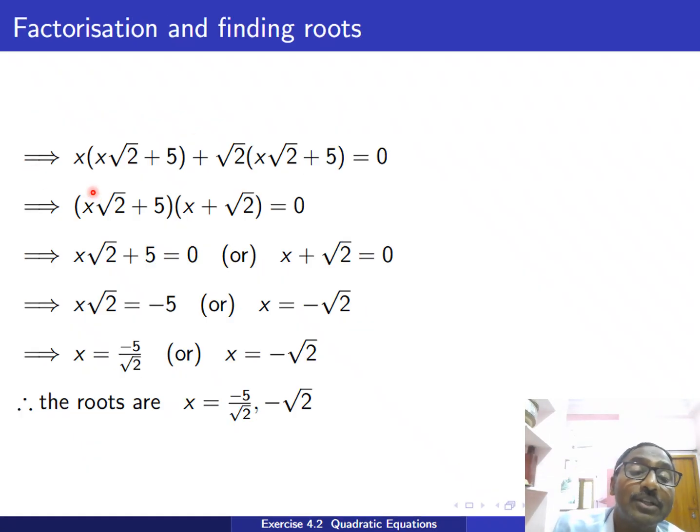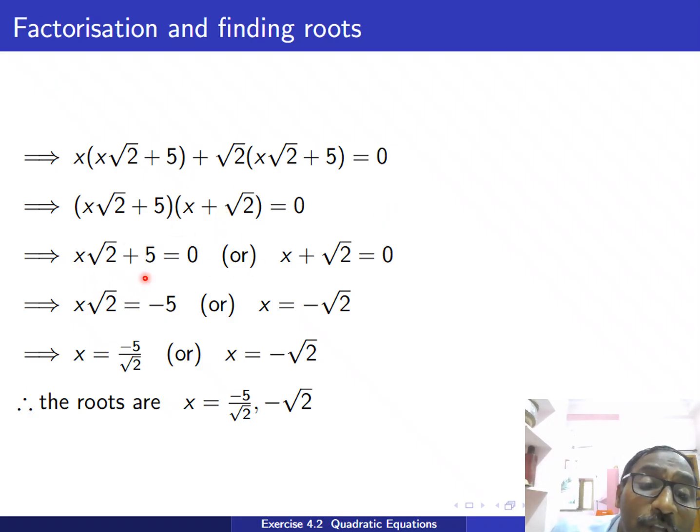So taking x common from the first two terms, x times (x root 2 plus 5) plus root 2 times (x root 2 plus 5) equals 0. Now taking x root 2 plus 5 common from these two, I will be left with x plus root 2. So there implies (x root 2 plus 5) times (x plus root 2) equals 0.